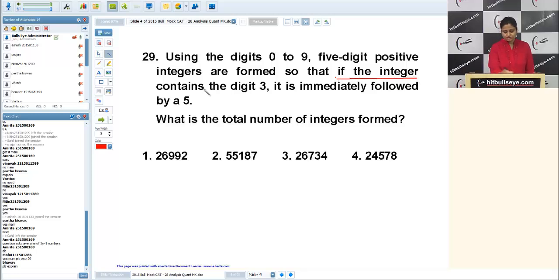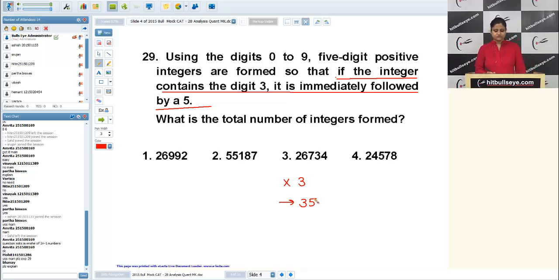If the integer contains the digit 3, it means there are two cases. One, 3 does not come. Second, if 3 comes, it is immediately followed by a 5. It means otherwise we will not take any 3. Second case is if 3 comes, 5 should be immediately after 3. So this is the meaning of this line. What is the total number of integers formed? And we are talking about 5-digit positive integers. You got the statement first of all?